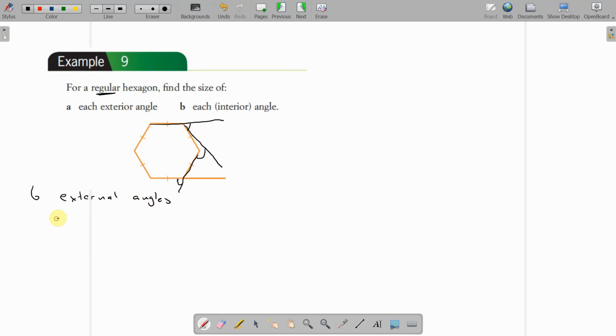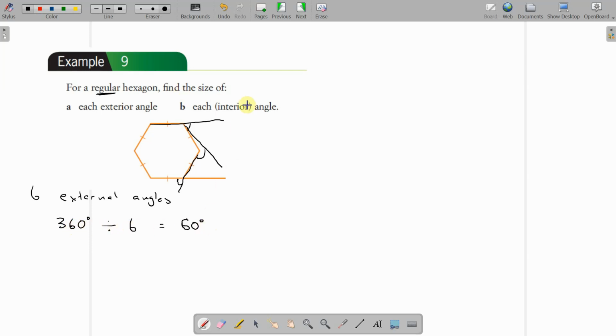So all we have to do is take the total, 360 degrees, always 360, and divide it by the number of sides. Equals 60. Okay? So each external angle in a regular hexagon is 60 degrees. Total, always the same. Any polygon divided by the number of sides.